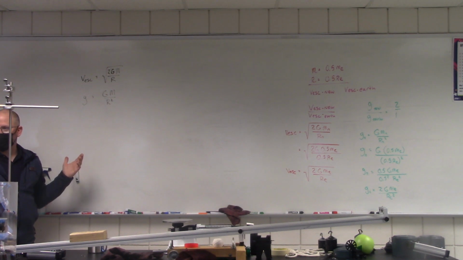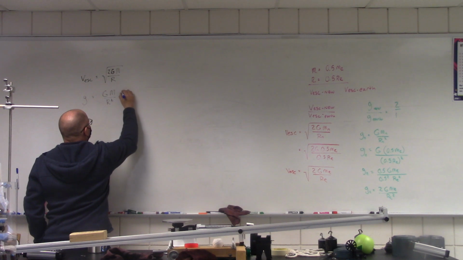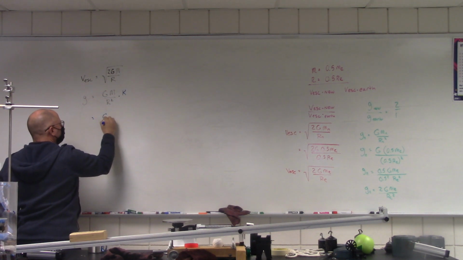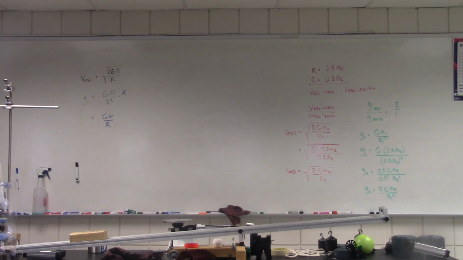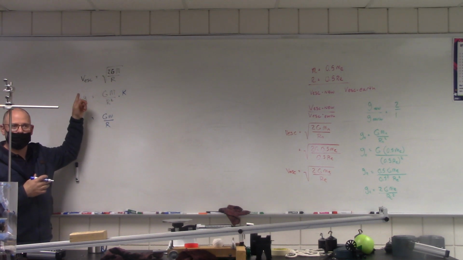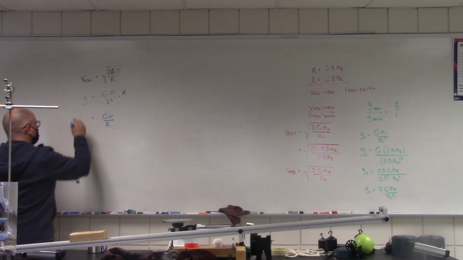I would multiply by R. If I take this side and I multiply by R, what am I going to get? Am I going to get GM over R? You see me on that? Yes or no? Okay? But if I'm going to multiply this side by R, what do I have to do to this side? You got to multiply by R, right? That's like the algebra rule.